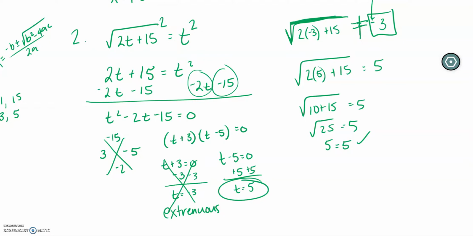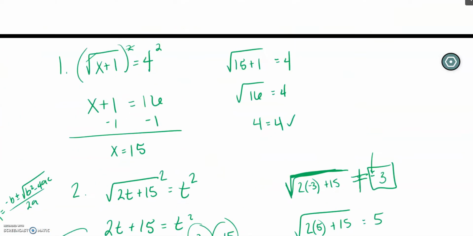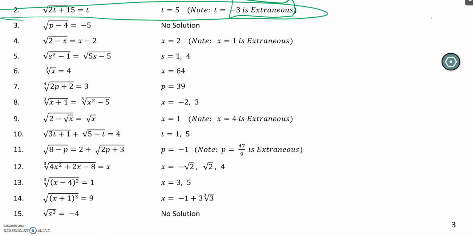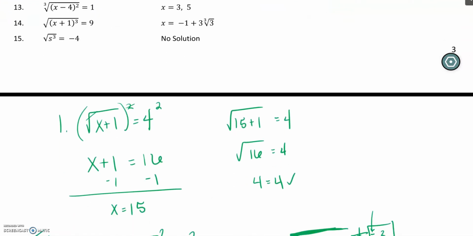Okay, so all of this stuff in here should be a refresher, a reminder. We have done that before, but that is not the focus anymore. So I'm not going to spend a whole lot of time rehashing that because it's something that we have done. And let's go one more together. The square root of p minus 4 equals negative 5.